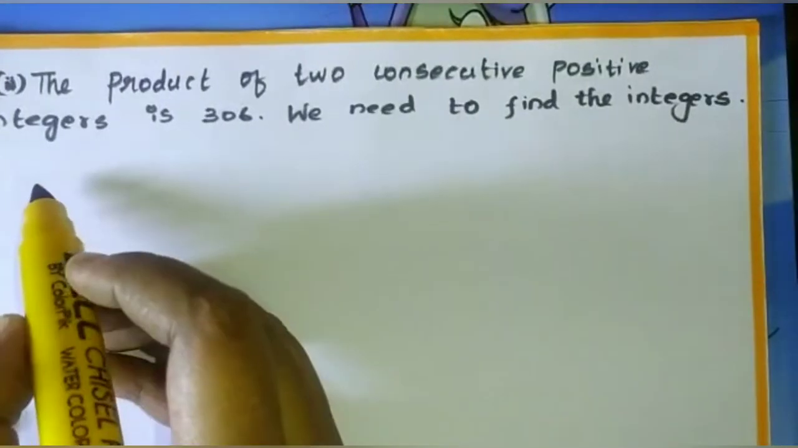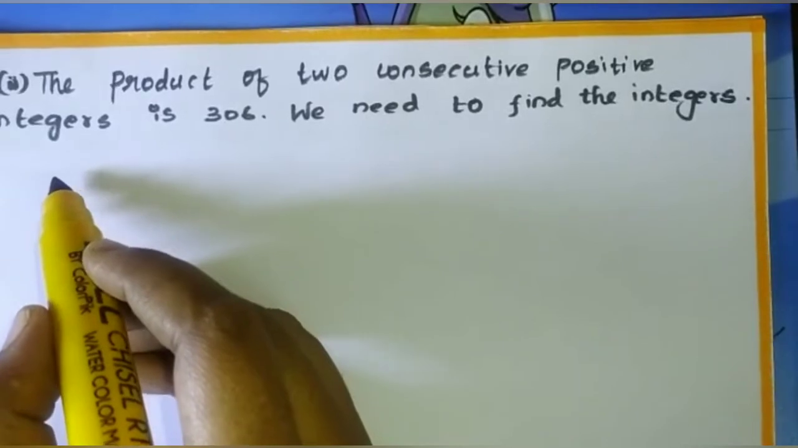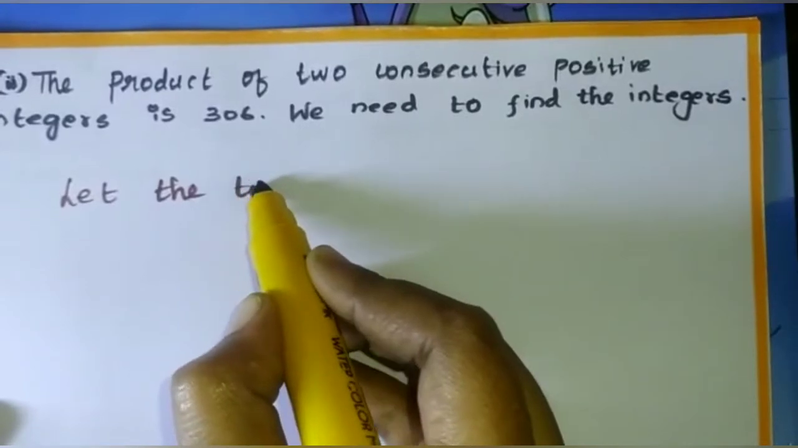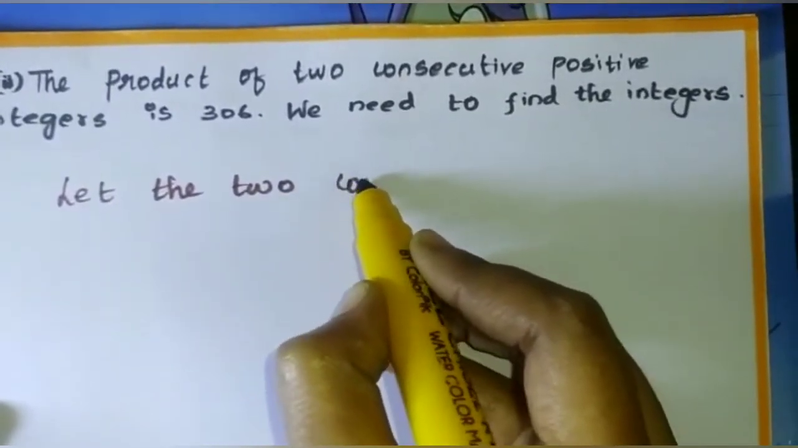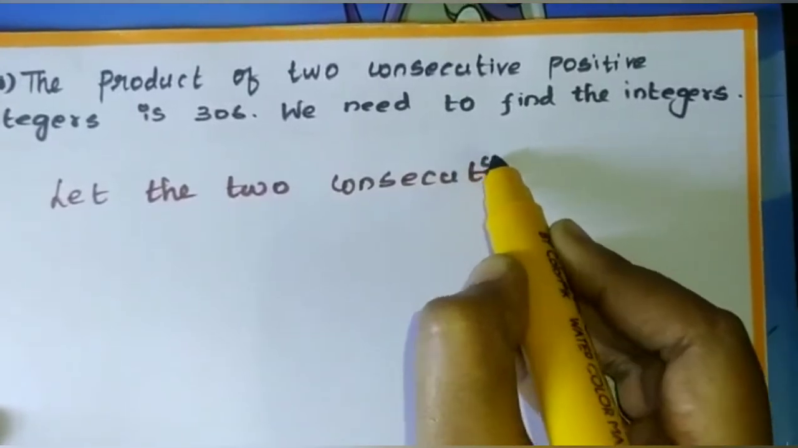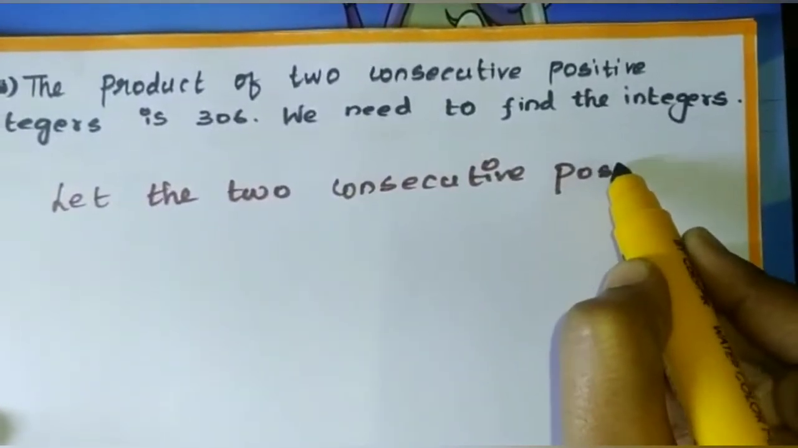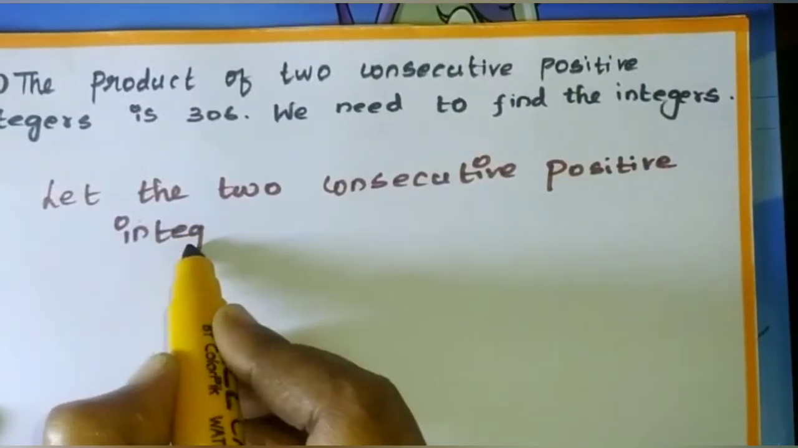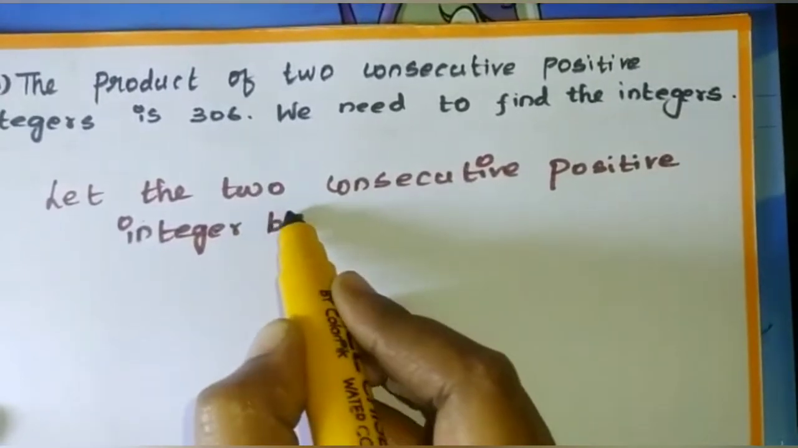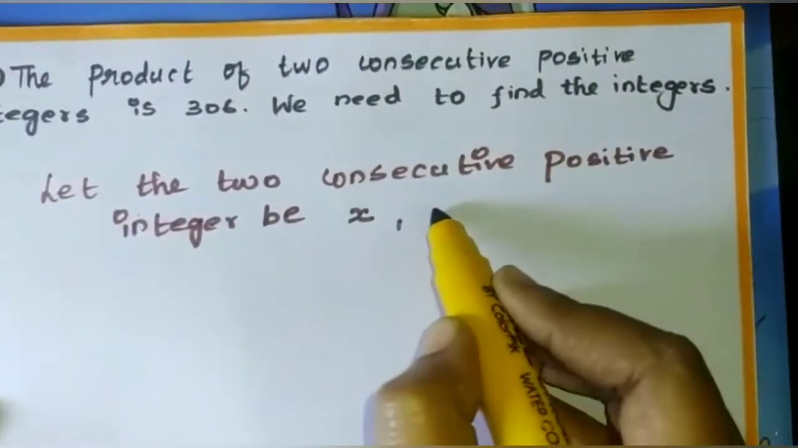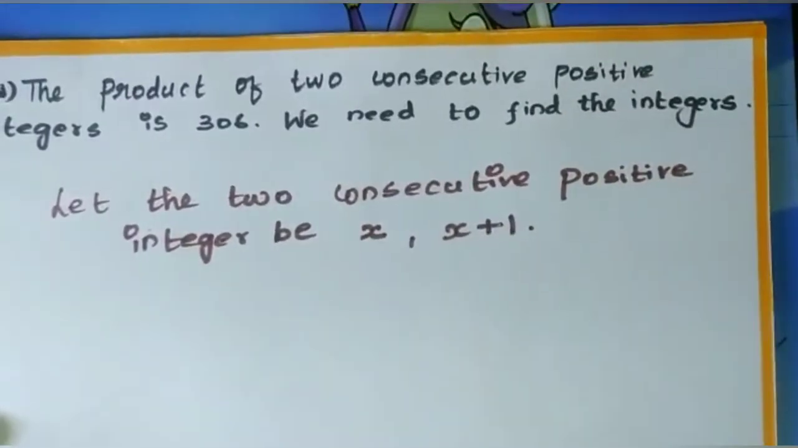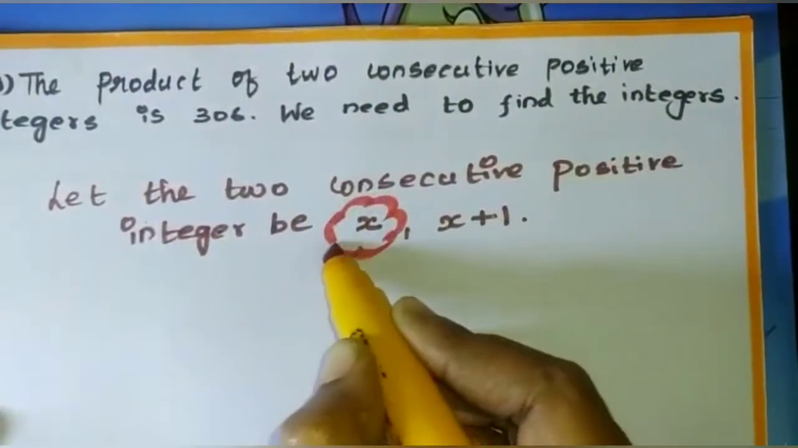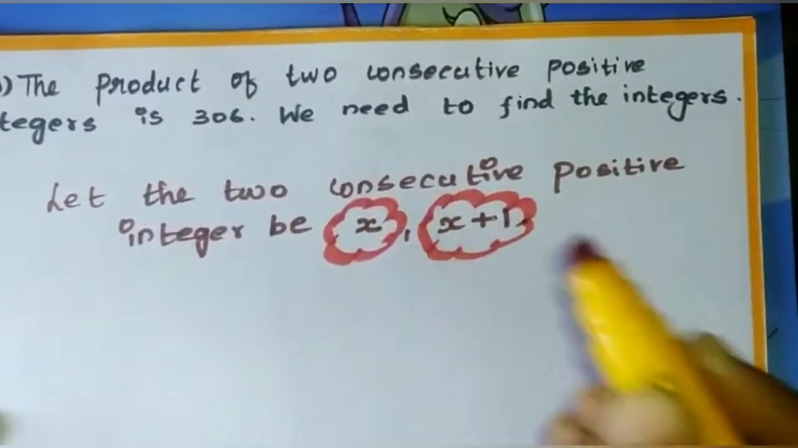So, first we have to take let, no? So, let the two consecutive positive integers be x and x plus 1. The two consecutive positive integers be x and x plus 1.